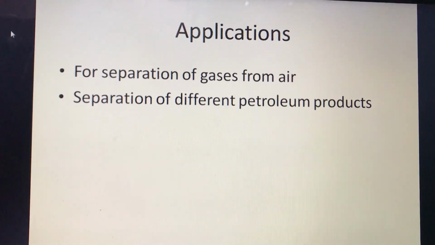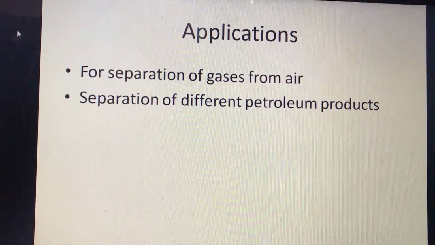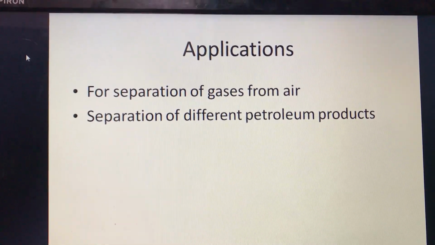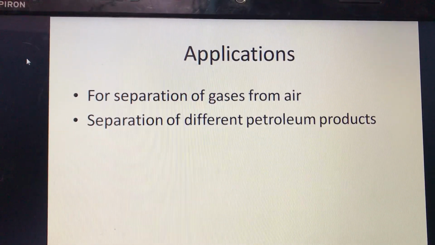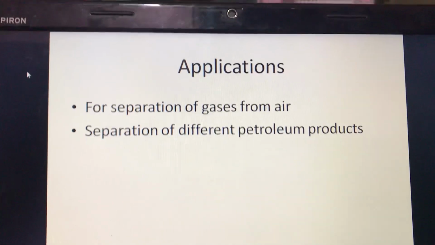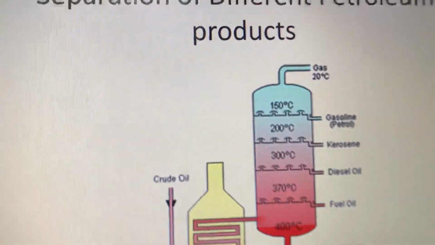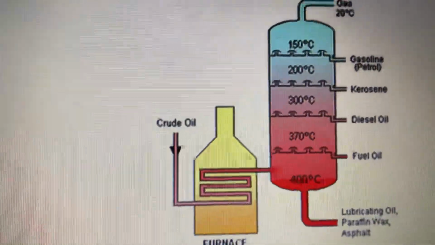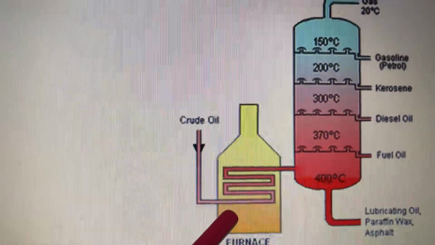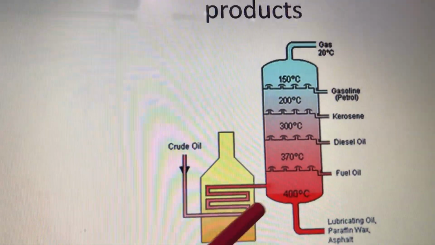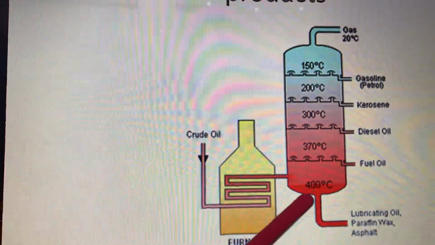Applications: separation of gases from air and separation of different petroleum products. You know that from petroleum we can separate different products, and for this the fractional distillation method is used. Here I have shown this in this diagram. Crude oil is supplied from this part, furnace, and then it is heated.